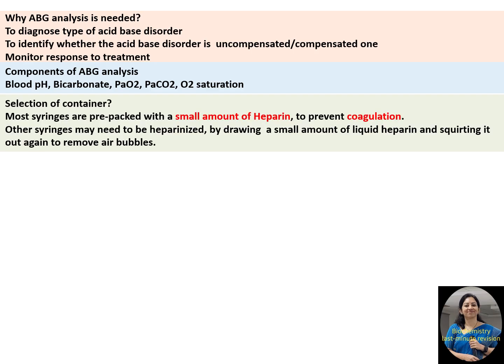Now coming to selection of container. Most syringes are pre-packed with a small amount of heparin. This is mainly done to prevent blood coagulation. If other syringes are used, they have to be heparinized by drawing a small amount of liquid heparin and squirting it out again to remove the air bubbles.